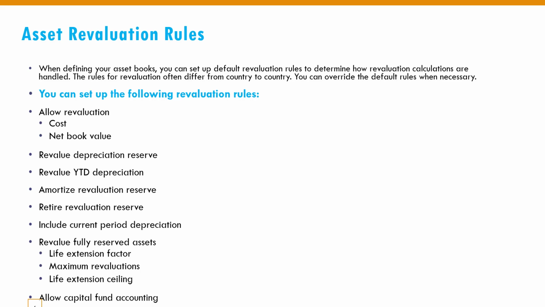For the maximum revaluations, you can limit the number of times you can revalue an asset as fully reserved. Assets doesn't revalue a fully reserved asset if the revaluation exceeds the maximum number of times you can revalue an asset as fully reserved. For allow capital fund accounting, select this option to create accounting entries for capital fund accounting and revalue assets with the net book value method as defined in the Statement of Recommended Practice, SORP. This is an overview of the asset revaluation rules.